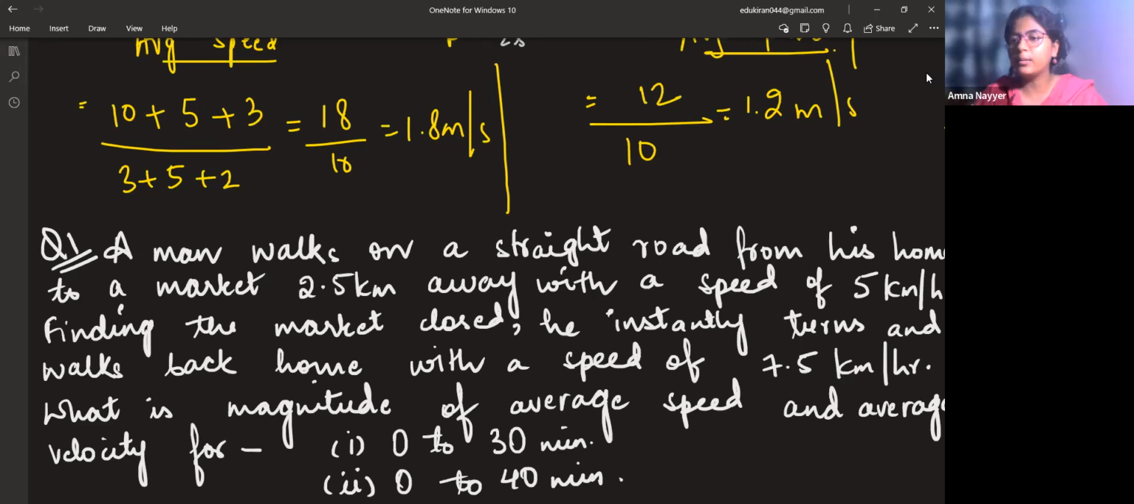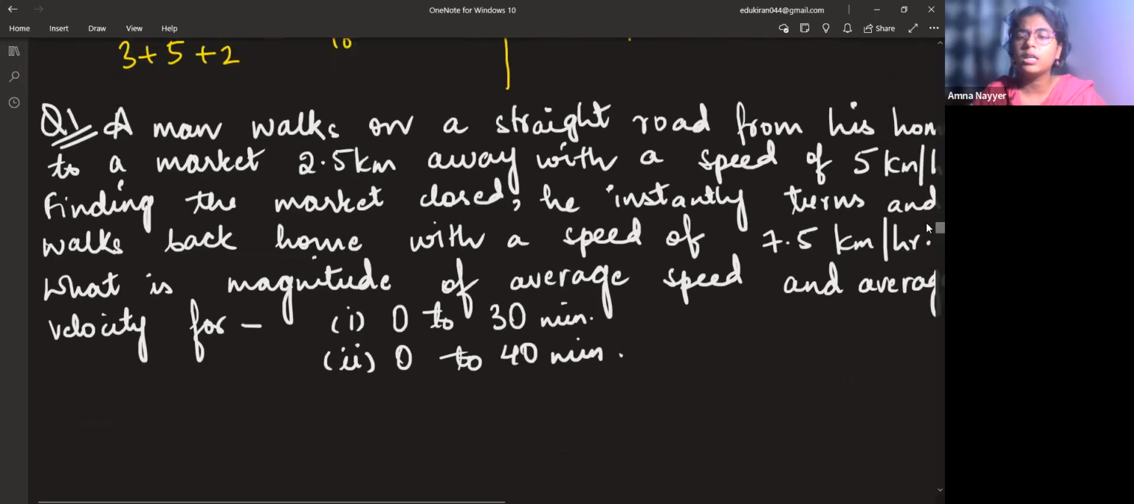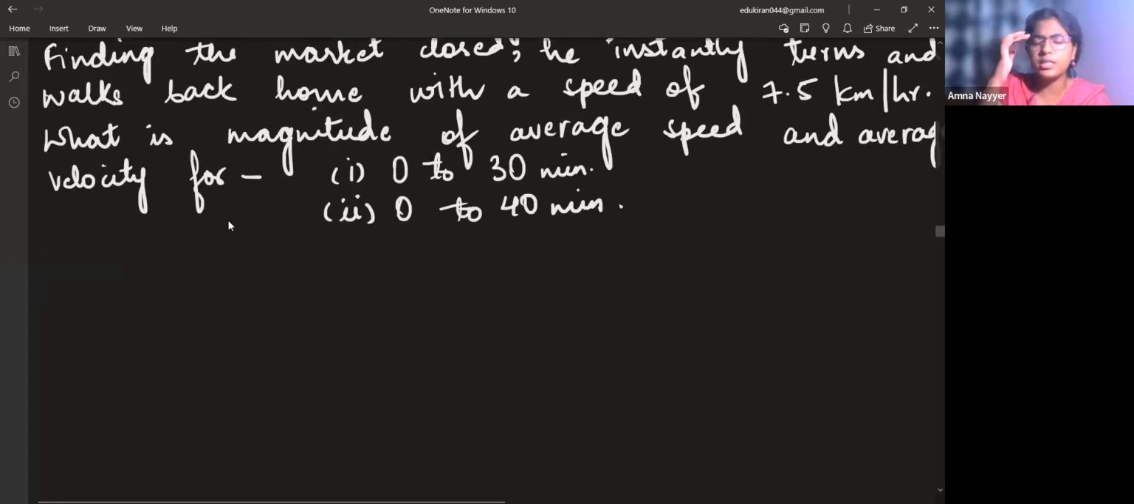Yes, class, did you try the question? I think it's sufficient time. Let us discuss this now. It says that a man walks on a straight road from his home to a market, which is located 2.5 kilometers away. So please understand this question very well. It's basic. It's the last question from this section. Then I'll start with acceleration now.